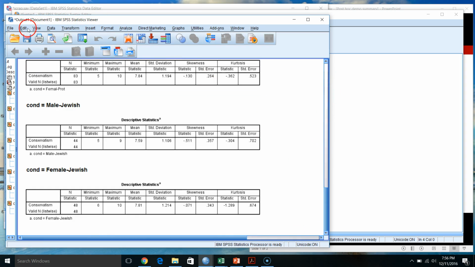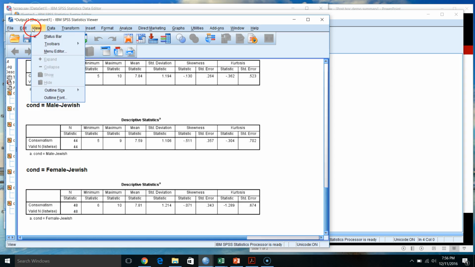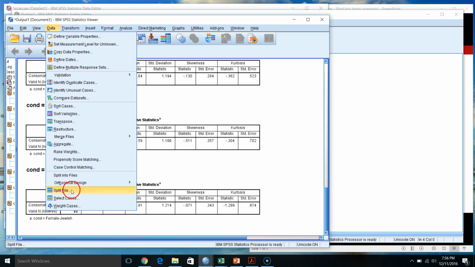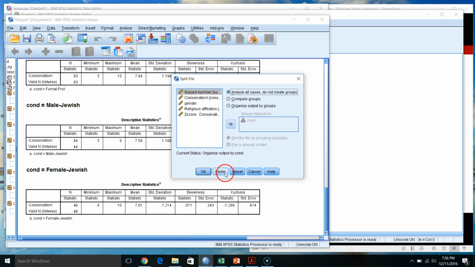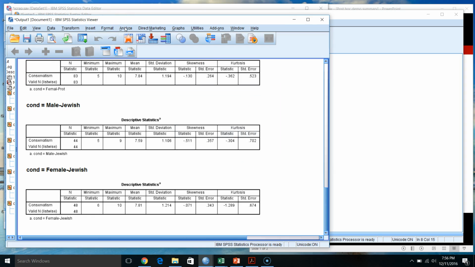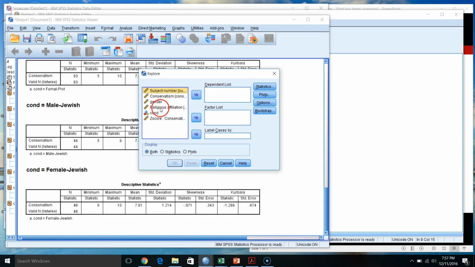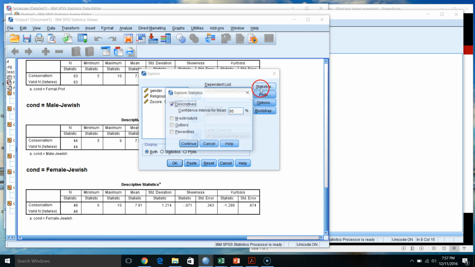So what we want to do now is go through and actually take a look at some of our graphs. We're going to go to Data, Split File, turn this off, paste that. So we want to not look at this all based on condition. Remember, we can go down, go to Explore, and look at conservatism by condition. We can label cases by subject number.